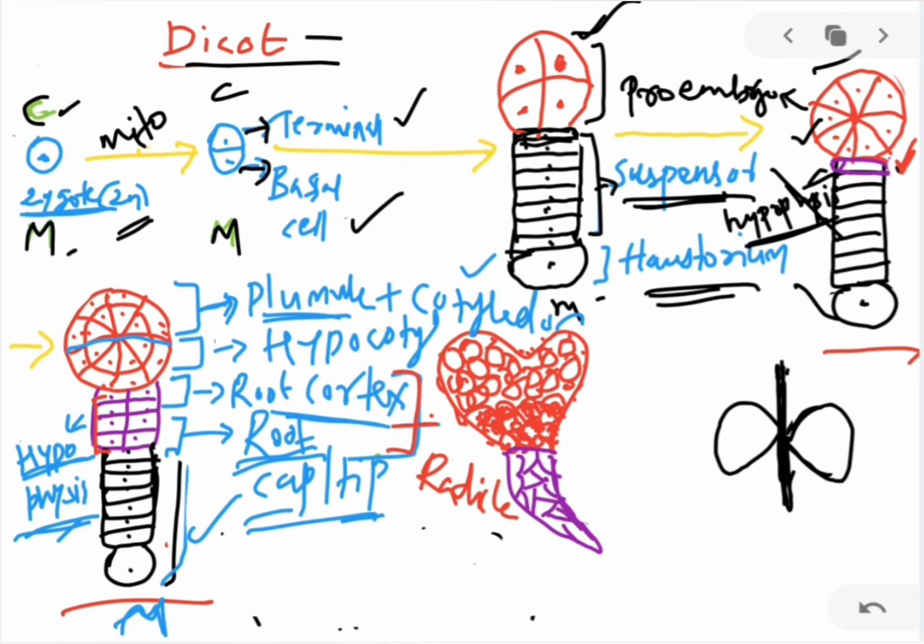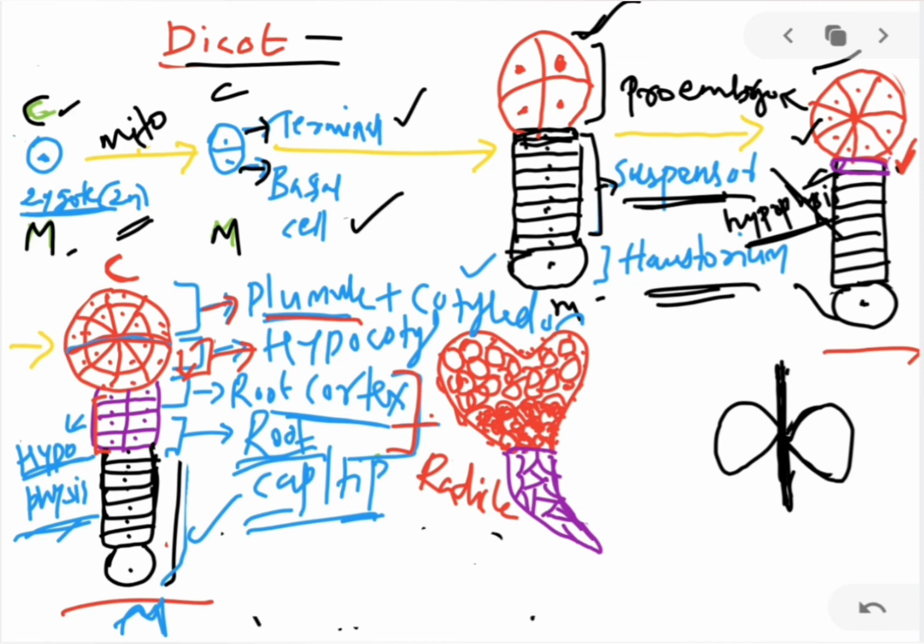What about this proembryo? The lower half, this much, is going to become the hypocotyl region, right? We'll see what that is. Now what about this one? The upper half, or the part towards the chalazal end, is going to become the plumule as well as the cotyledon.